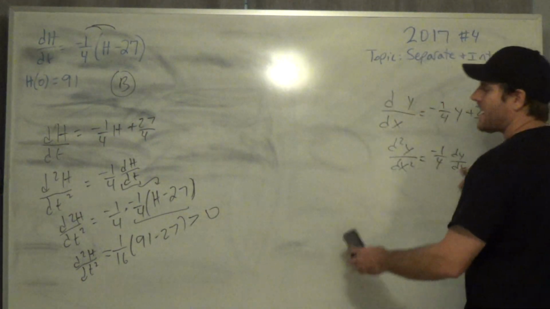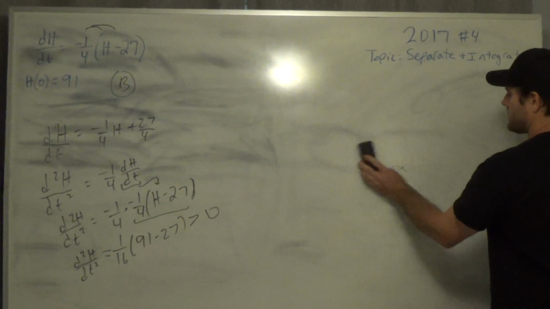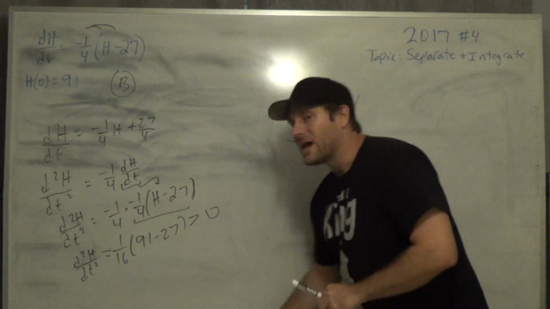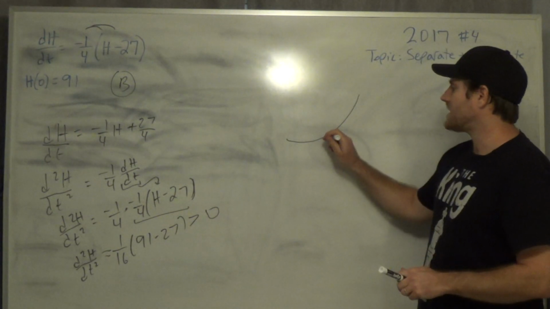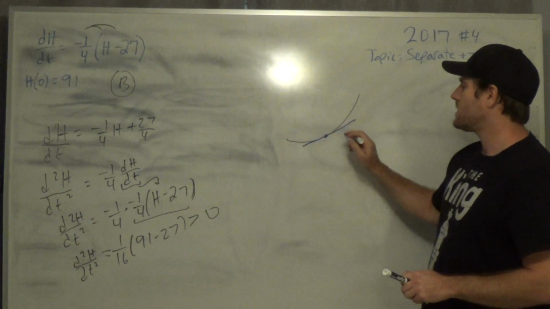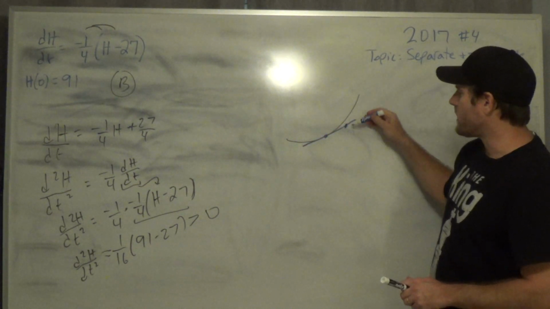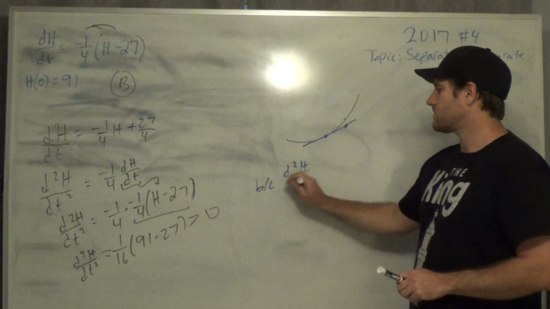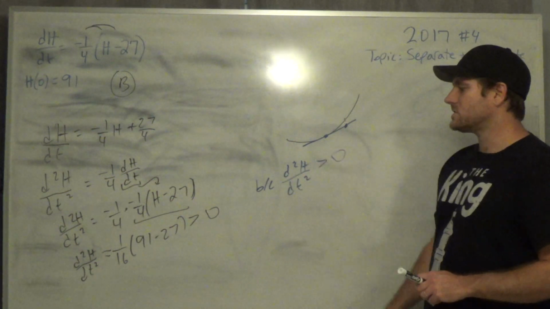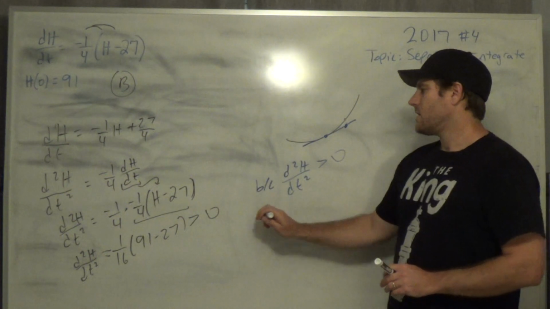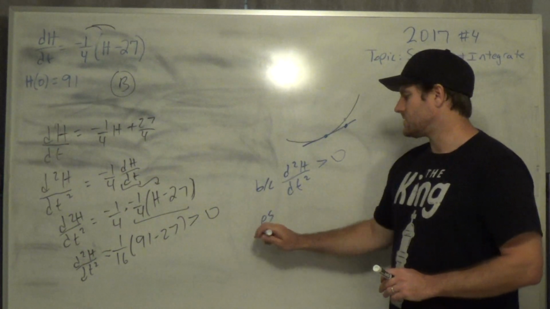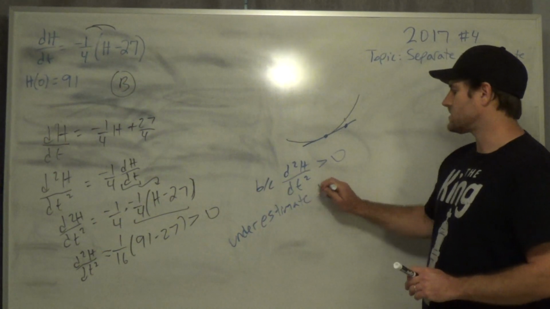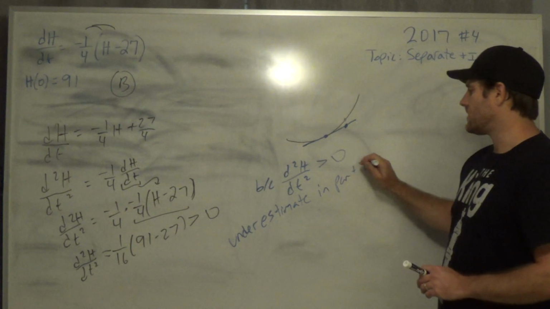Now, why does it matter that the second derivative is positive? If the second derivative is positive, that meant my graph was concave up. And if my graph is concave up and I use a tangent line to approximate a value, values on the tangent line are below, they are underestimates of the true value. So I would say because this is greater than 0, that means concave up, my estimate is an underestimate in part A. There you go. Nice and neat and clean.